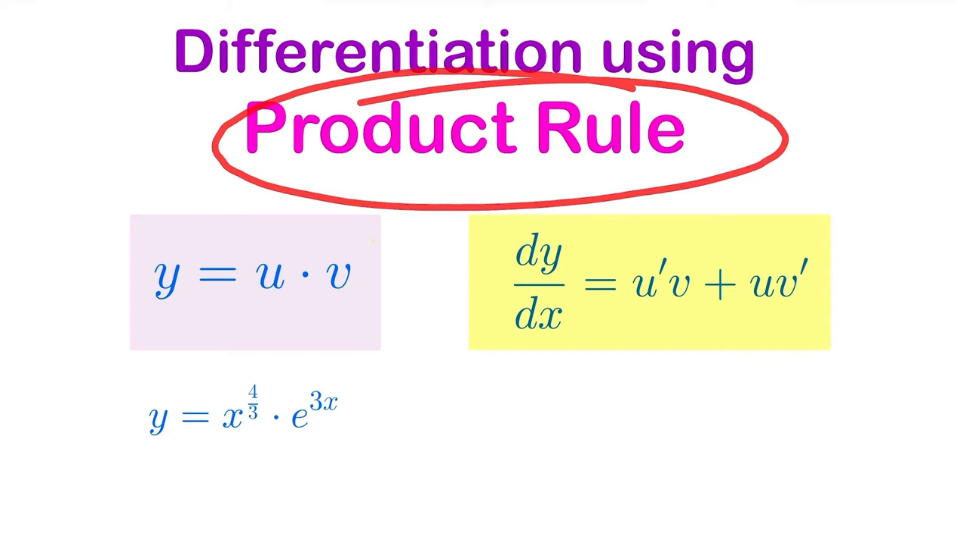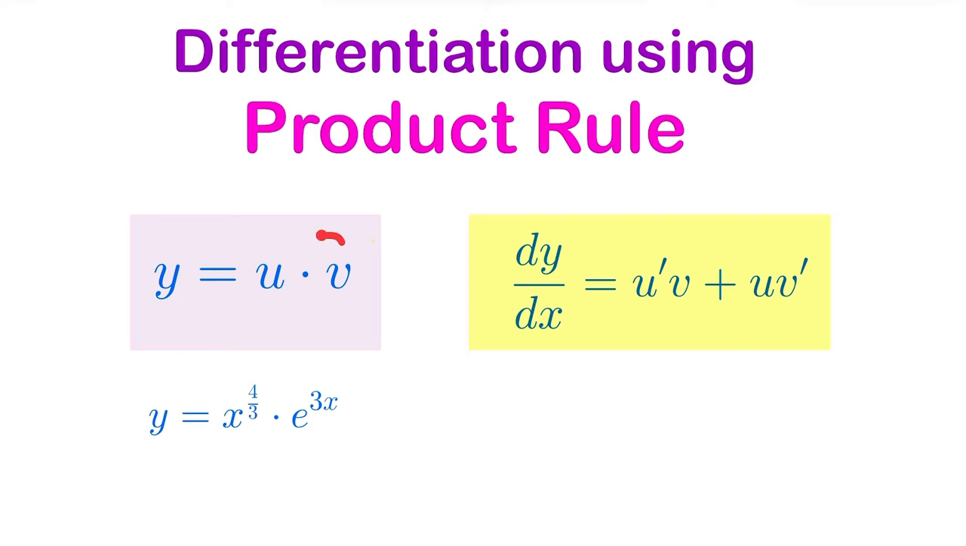Another example of using the product rule to differentiate when you have two things multiplied together. So here we have two terms multiplied. We know it's multiplication because there's a multiplication sign, but even if there wasn't, even if it was written like this, we should understand that these are two terms that are multiplied together. So we use the product rule.